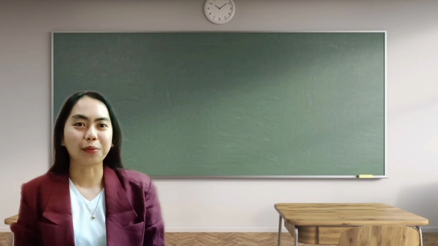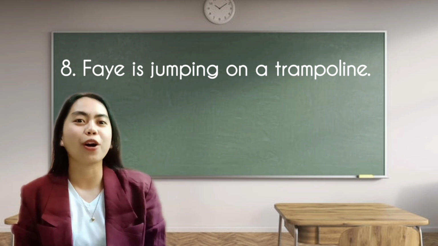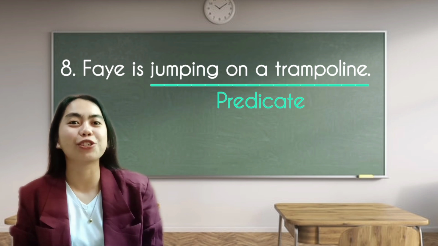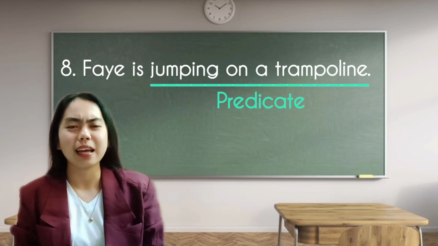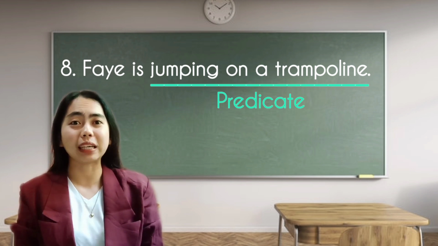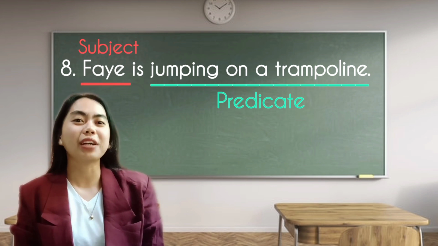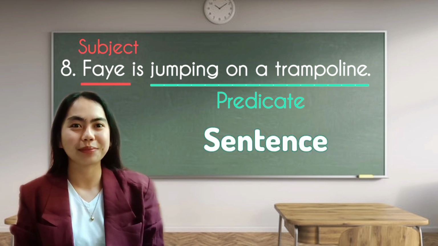How about number 8? Faye is jumping on a trampoline. Yes, jumping is the verb. Therefore, our predicate is jumping on a trampoline. And who is jumping on the trampoline? Yes, it is Faye. Therefore, number 8 is also a sentence.